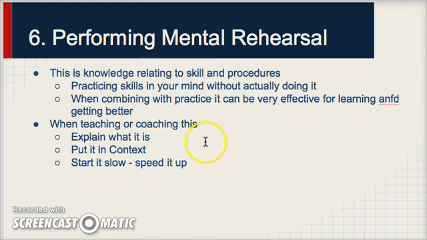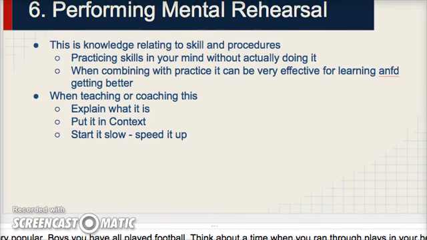Combining this with practice can be very effective for learning, and when teaching or coaching this, it's very important just to explain what mental rehearsal is and why it's important. Then put it in context for your students or your people you're coaching, and then start slow and then speed that up, so that you start with what do you do with your hands, what do you do with your feet, so that it can really be brought together piece by piece by piece. So using all of this in education can be really important just to help give another way to see things.